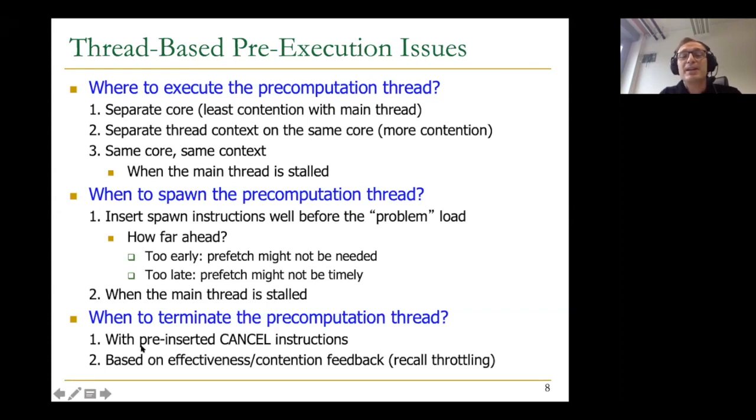Or you could have somebody monitoring the effectiveness or contention that's happening, just like we did in feedback-directed prefetcher throttling in hardware. You could do this in hardware, you could do this in software, and basically you can throttle the pre-computation thread or kill it, essentially terminate it. Right? So there are a lot of things that we discussed that can be applied at a high level to pre-computation threads as well.